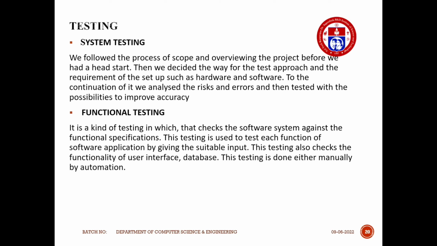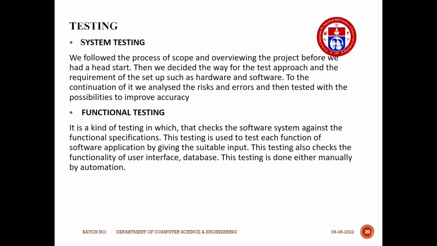For typical software we are using system testing and functional testing. Under system testing, we followed the process of defining the scope and overviewing the project before getting a head start. Then we decided the test approach and the requirements to set up the hardware and software. Continuing that, we analyzed the risks and errors, then tested to improve accuracy.